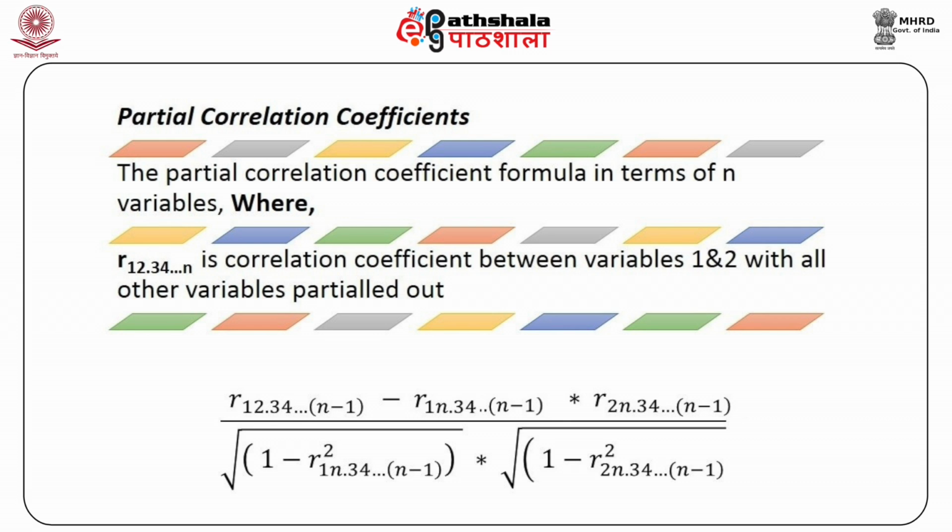So, equation 1 gives us the partial correlation R12.34 till n, R12.34 till n minus 1 minus R1n.34 till n minus 1 into R2n.34 till n minus 1, and this continues with as many variables, divided by square root of 1 minus R square 1n.34 till n minus 1 into square root of 1 minus r square 2n.34 till n minus 1.